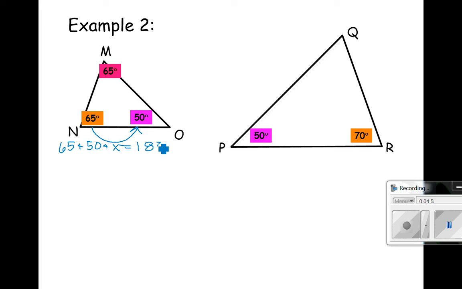I can go ahead and look at the other triangle and know that it is not going to be congruent because I already have angles that don't match up with measurement. But I can still determine angle Q by taking 50 plus 70 plus x equals 180 and solving it to get my answer. And that would equal 60 degrees. So we know that these are not going to be similar triangles because of those angle measurements.